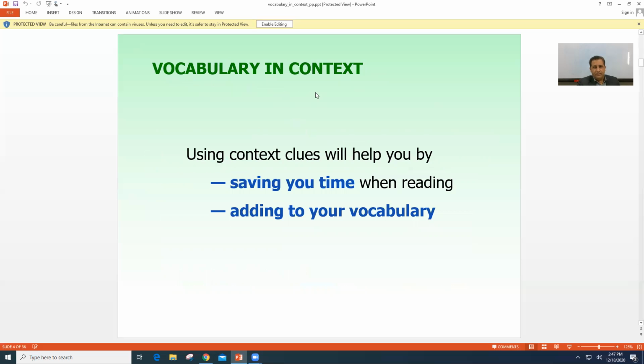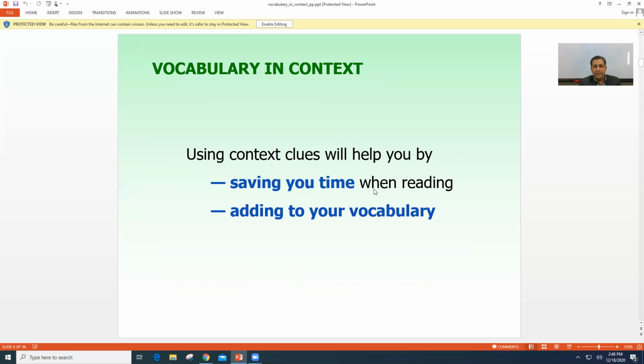So if you've got this skill, how to figure out the meaning using the context clues, you are going to have at least a couple of advantages. Number one, using context clues will help you by saving your time when reading. Now, how is it going to save your time? When you're reading something and you come across certain unfamiliar or difficult words that you don't know the meaning of, what you normally do is consult your dictionary, try to find the word, and then find the meaning of that word. And when you know the meaning, then you get back to what you were reading. It might have taken, say, at least 30 seconds.